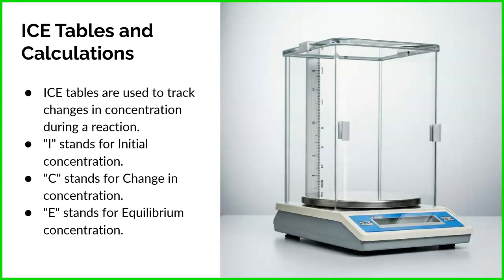We're also going to use ICE tables for calculations to track changes in concentration during a reaction. I usually actually refer to them as RICE tables, where R is going to stand for the reaction, I stands for the initial concentration, C stands for the change in concentration, and E stands for equilibrium concentration.